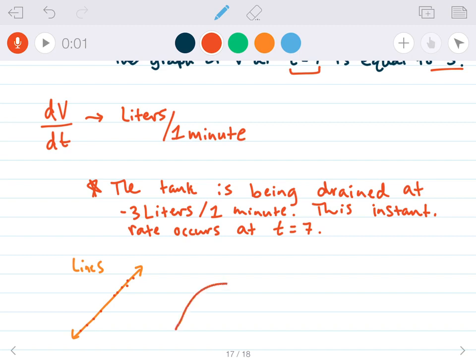Usually we have a function that looks something like this, and so what we're finding here is, say that this is 7 minutes right here on our independent axis. Let's see, this is t equals 7 minutes. So this is telling us that this instantaneous rate, this slope of the tangent line right here, is going to be -3 liters per minute.